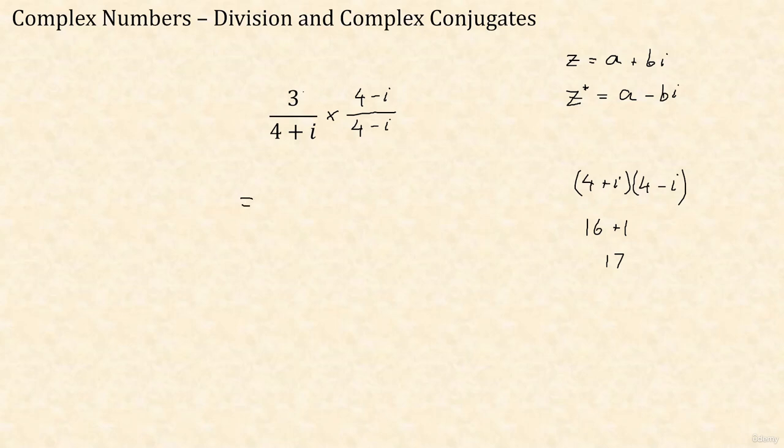On the numerator, I simply get 3 times 4, which is 12, and 3 times minus i, which is minus 3i. And on the denominator, well, I just get 17. And that's the cool thing. Multiplying a complex number by its conjugate always gives a real number. And now I can express this in the form of a plus bi, because the real part is 12 over 17. There's a real number. And the imaginary part is, well, it's negative 3 over 17 i. So there is my complex number, 12 over 17 minus 3 over 17 i.